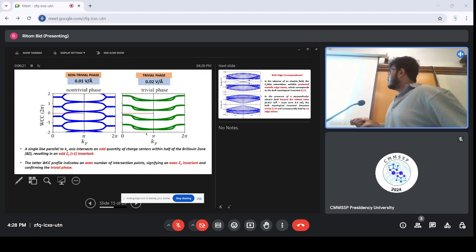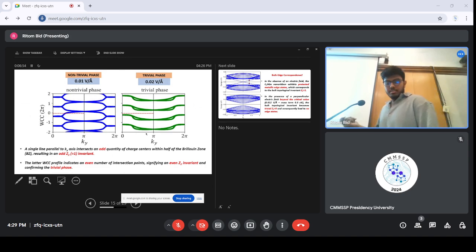And another confirmation, getting more ambitious: we have plotted the Wannier charge center along the KY axis. You can see there is an odd number of intersections if you draw a line parallel to the KY axis. So below the critical field, for this electric field, you have an odd number of intersections, and above it you have an even number of intersections, which is a trivial phase. So this is the famous topological Z2 invariant. If Z2 is 1, this is a topological phase, and if it is zero, it is a non-topological, trivial phase.